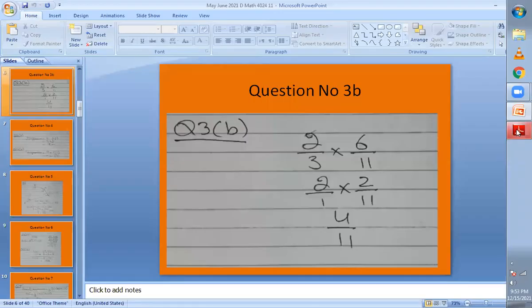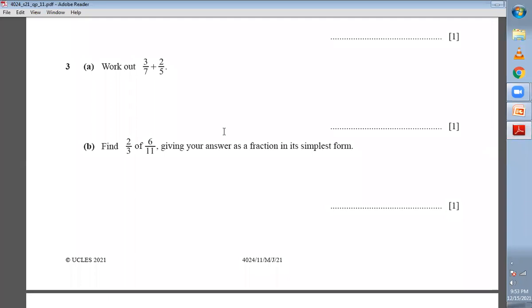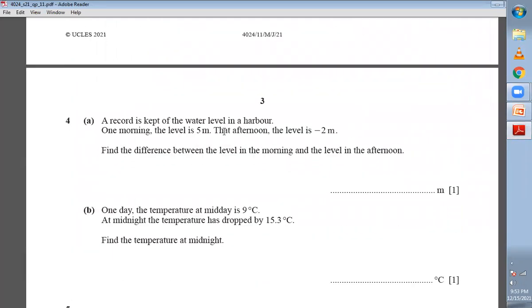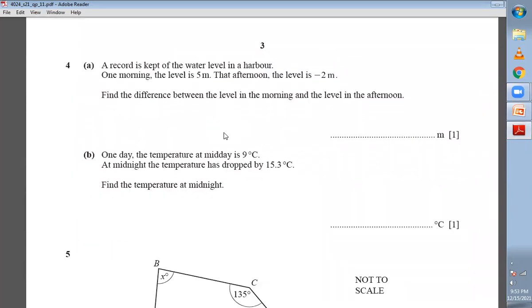Okay, so let's move to the next question. The next question coming up on your screen is question number 4. He says a record is kept of the water level in a harbor. One morning, the level is 5 meters. That afternoon, the level is minus 2 meters. Find the difference between the level in the morning and the level in the afternoon.